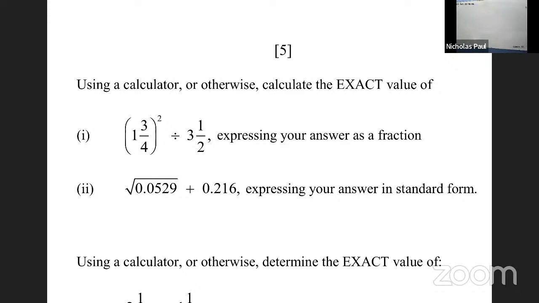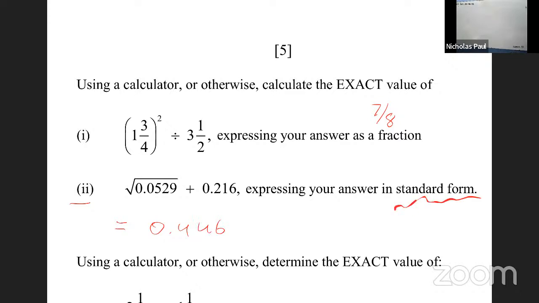Right, let's see how that went. What did you all get for the first one, the exact value? 7/8, right? Again, you still get to use the calculator properly. And what was the exact value in part 2? 0 point. Right, so let's talk about standard form now.